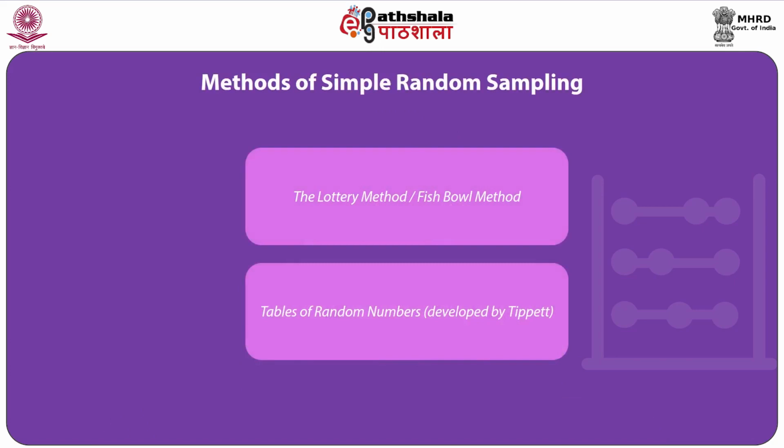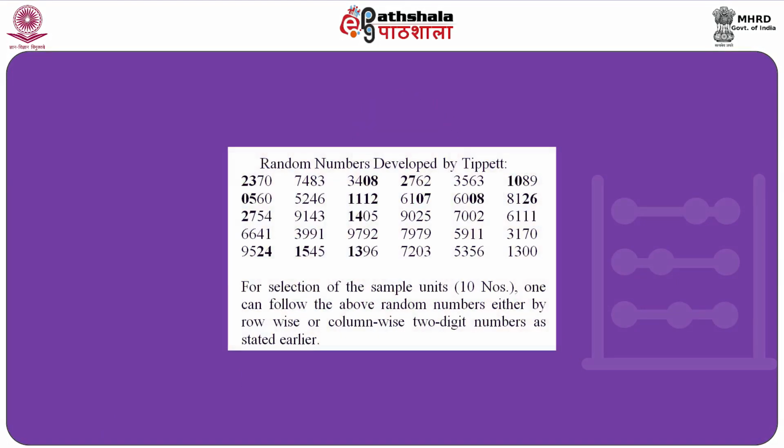The second type of selecting simple random sampling is using tables of random numbers. Statisticians have developed several tables based on random numbers. The popular ones are those developed by Tippett, Kendall and Babington, and Fisher and Yates. For selecting 10 households out of 30, here an example is provided based on random numbers developed by Tippett.